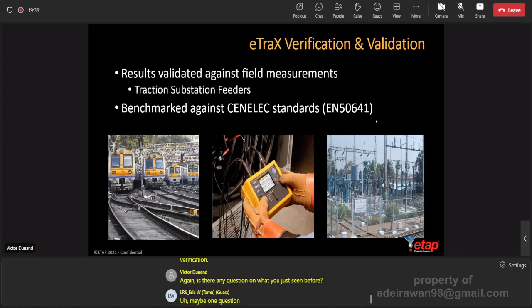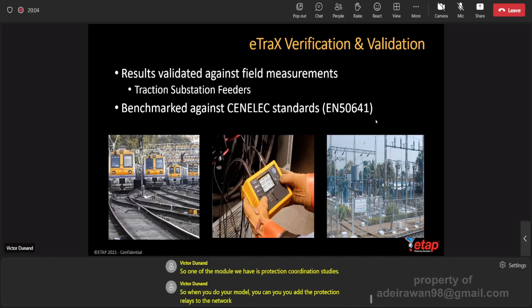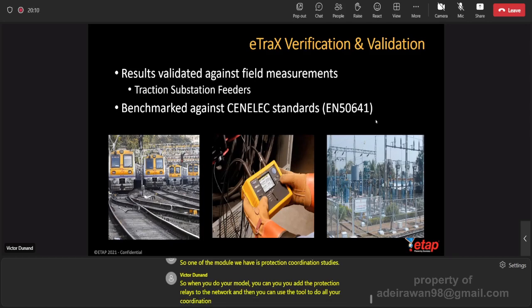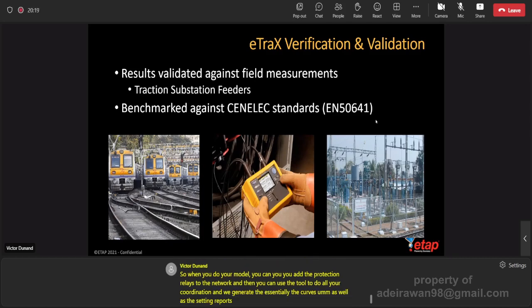Maybe one question, yeah. For the simulation result, does it include the setting parameters for the protection relay? Yeah, exactly. One of the modules we have is protection coordination studies. When you do your model, you can add the protection relays to the network, and then you can use the tool to do all your coordination. And we generate essentially the curves as well as the setting reports. Okay.